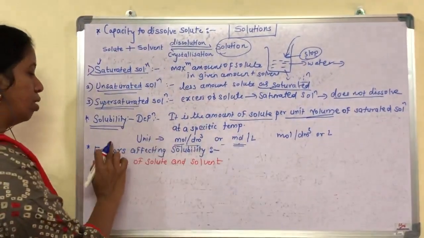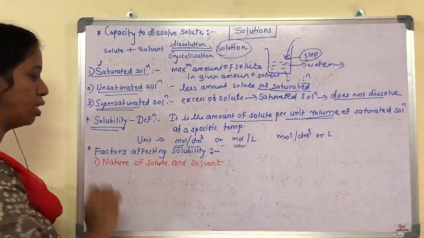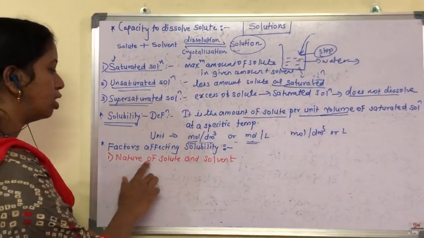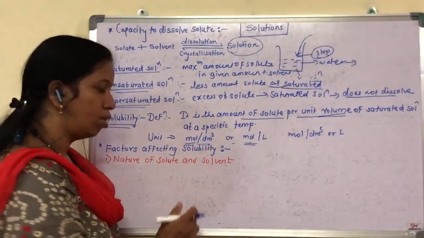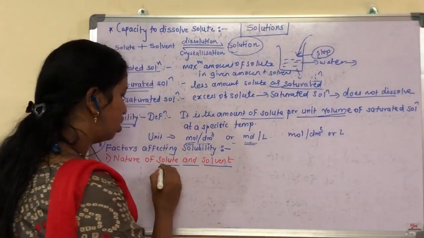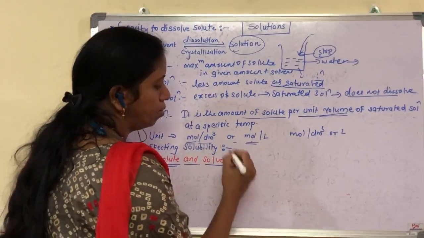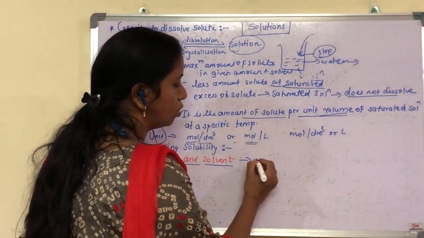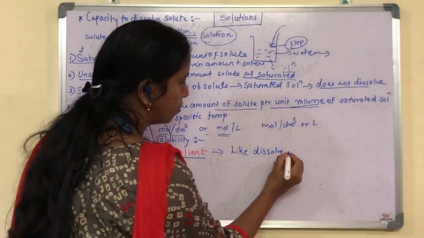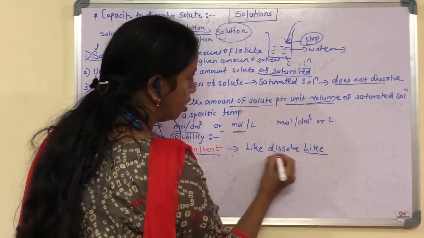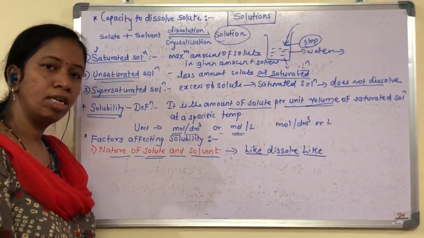Okay, so there are factors affecting the solubility. The first factor affecting the solubility of a particular solute is the nature of solute and solvent. Last year or somewhere we learned that like dissolves like. Like dissolves like means if the nature of solute and the nature of solvent are the same, then they can dissolve easily.